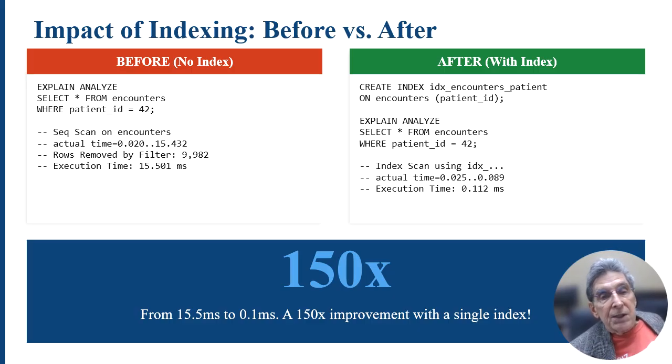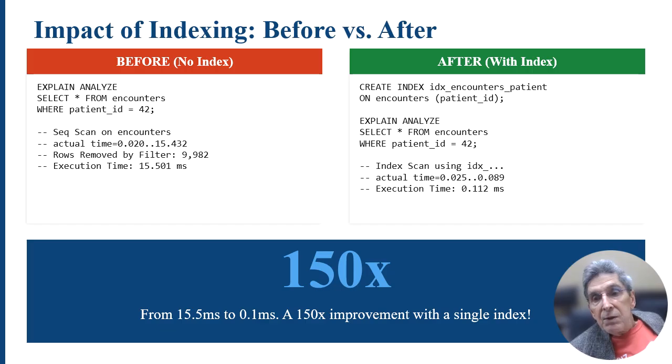What is the impact of indexing? Let's look at before, when there is no index, and after, once we've created the index. On the left, we run an Explain Analyze on a query filtering encounters by patient ID equals 42 with no index. Postgres performs a Seq scan. The actual time stretches to 15.432. It removes 9,982 rows by filter, meaning it read nearly all the 10,000 rows just to find the ones for patient number 42. Total execution time was 15.5 milliseconds.